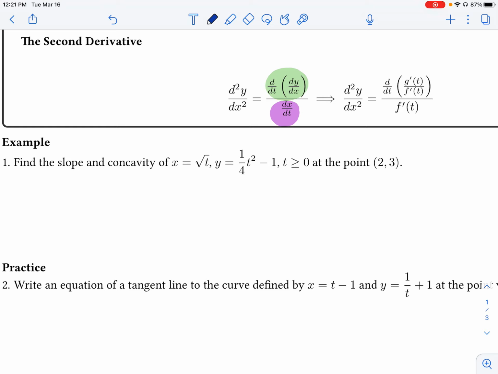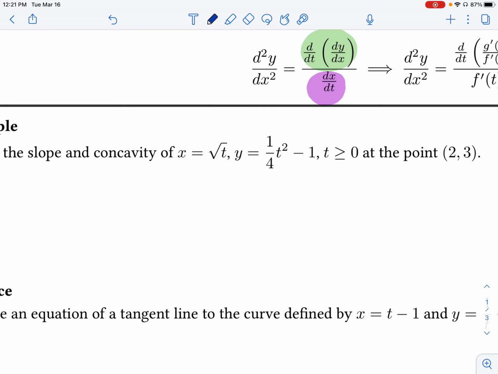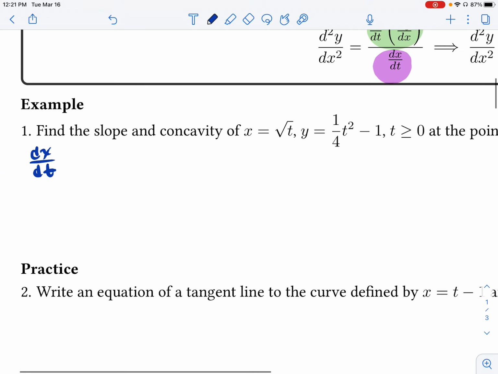So since I'm finding the slope, I know I'm going to need to find my first derivative. And since I'm finding my concavity, I'm eventually going to need to also find my second derivative. Let's start by finding the derivative of x and y with respect to t. So we can say dx dt. Dx dt is just the derivative of x. So again, this part isn't too bad. The derivative of root t is just going to be 1 over 2 root t.